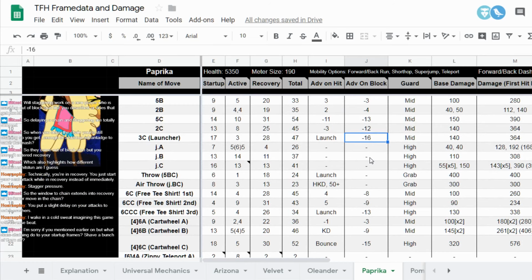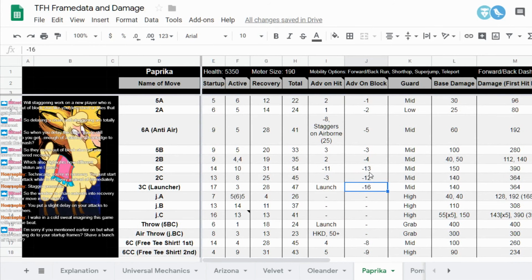If a move is minus 5 or worse in Them's Fightin' Herds, not for every game, but in Them's Fightin' Herds, it is punishable. You want to look for moves that they can't cancel out of that are punishable, and if you see an opponent doing it a lot, then you can punish them every time for free damage.